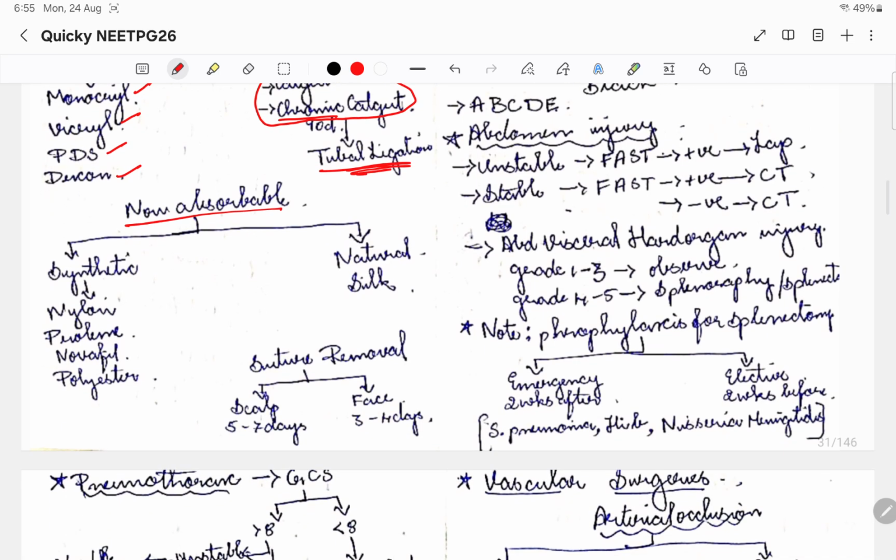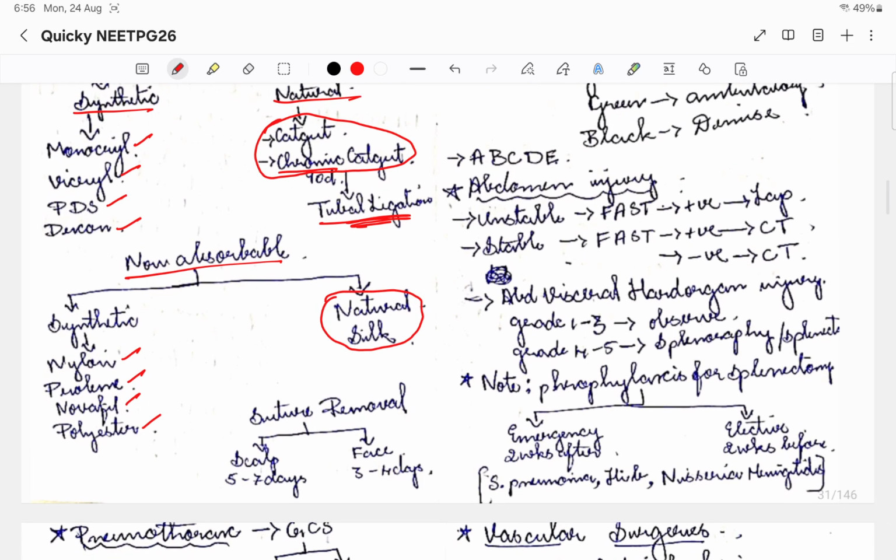Then coming to non-absorbable natural, it is going to be silk, black color, right? So it used to be black color. Then coming to synthetic, it is going to be nylon, prolene, novafil, and polyester that we use. Okay, so these are non-absorbable synthetic.